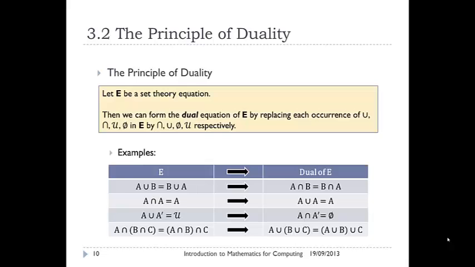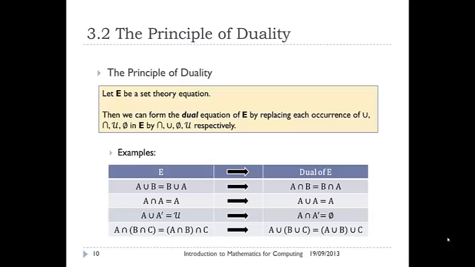The third example then is A union A complement, and this is the universal set. Applying the rules according to the principle of duality, we replace the union operator with the intersection operator, and we also need to replace the reference to the universal set with a reference to the null set. The resultant equation in this case is A intersection A complement is the null set.